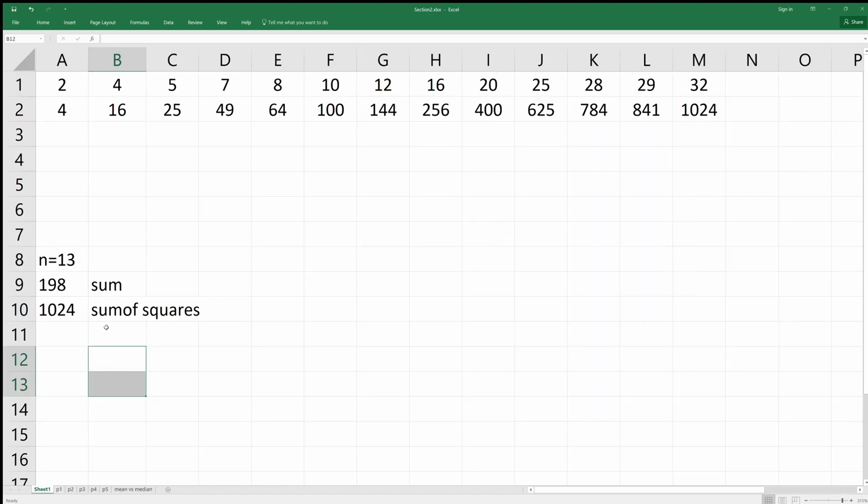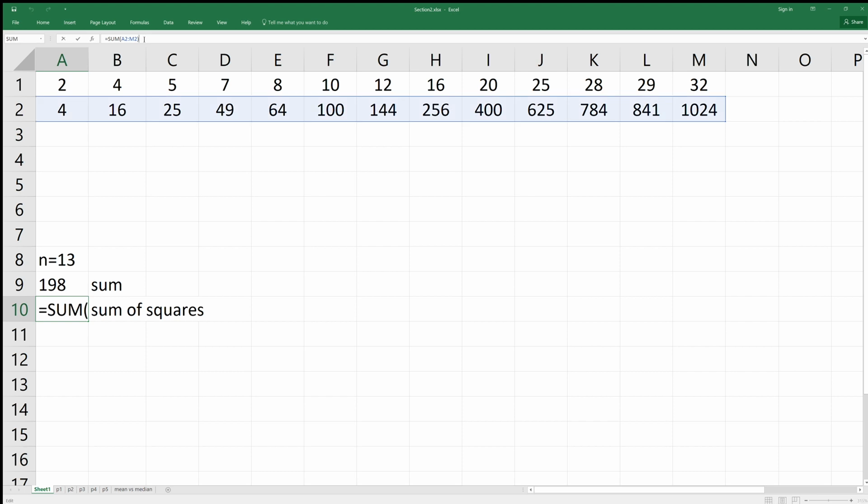So now where do we stand here? There's 13 of them. They add up to 198. No, 1024 is not the sum of the squares. That is the last square. So let's just cheat a bit again. 4 plus 16 plus 25 plus 49 plus 64 plus 100 plus on up to 1024. Square each number and then add them up, and we get 4332.